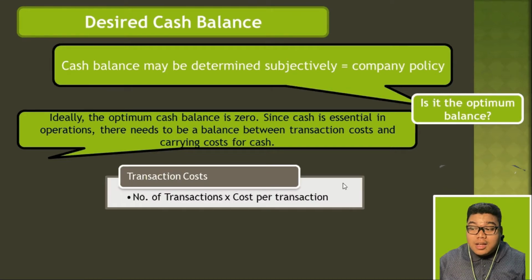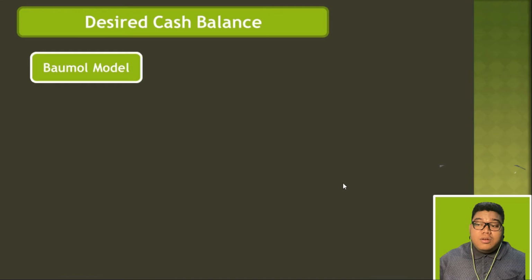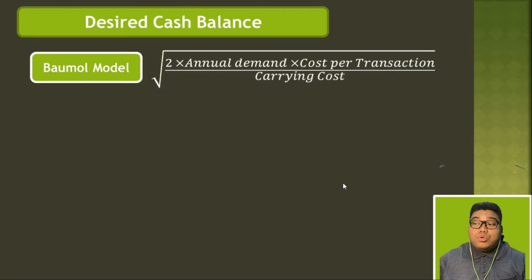What are the transaction costs? That would be the number of transactions multiplied by the cost per transaction, while the carrying cost would be the average cash balance multiplied by the cost of carrying cash. We can use the Baumol model in getting the optimum cash balance in this scenario, wherein the formula would be 2 multiplied by the annual demand multiplied by the cost per transaction divided by the carrying cost. All square root of that would be the optimal cash balance. So if you are familiar with the economic order quantity, it is a similar formula using different items.